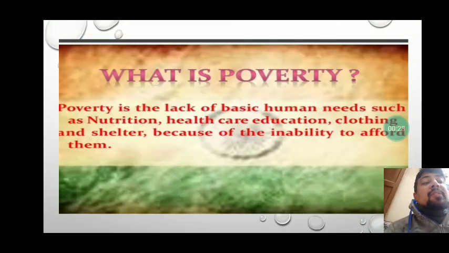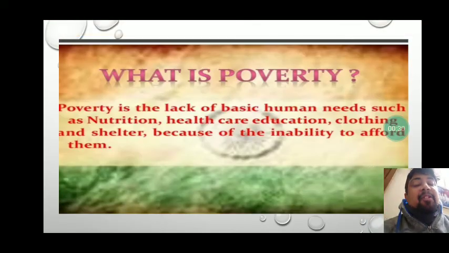First of all, we are going to discuss poverty as a challenge. So here it is mentioned that first of all, we are going to discuss what is poverty, what is the proper definition of poverty. So we need to understand here that poverty is the lack of basic human needs such as nutrition, healthcare, education, clothing, and shelter, and because of the inability to afford them. So poverty is basically a simple inability to purchase all these things. It is the lack of ability to purchase all these things. It is termed as poverty, but it is only the limited meaning.